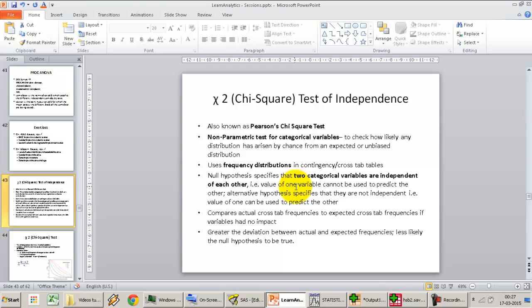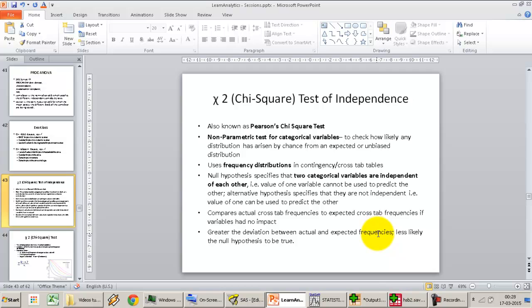How we actually do this test of independence between two variables is we compare the actual crosstab frequency of these two variables with the expected crosstab frequency if these variables had no impact on each other. So a crosstab is always the frequency distribution or the frequency interaction between these two variables. The greater the deviation between actual and expected frequencies, the less likely is the null hypothesis to be true.